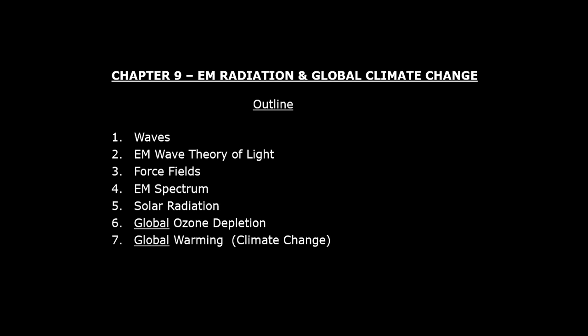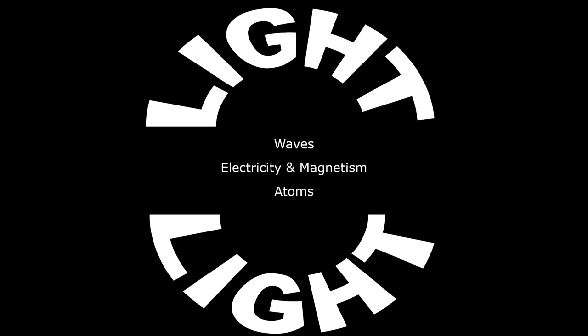So, in this chapter, we continue our study of light. And again, that's very interesting because the correct understanding of light led to both special relativity and quantum mechanics. So here's a reminder. In order to really understand light, we need to learn about waves, electricity and magnetism, and atoms. Well, we discussed electricity and magnetism and atoms in the previous chapter. So now we're going to learn about waves.